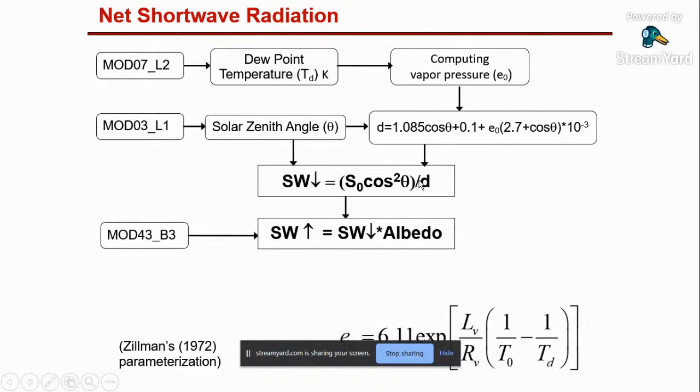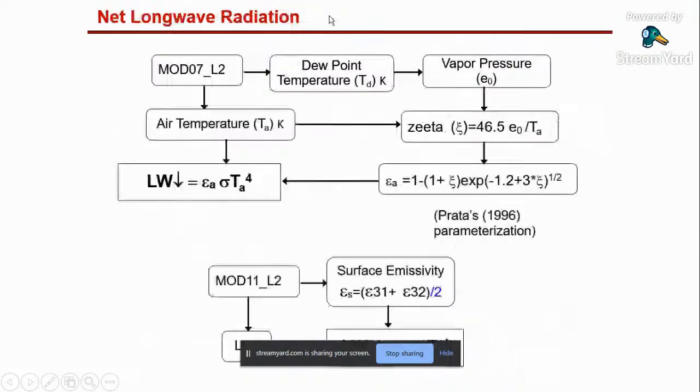S naught cos square theta by d. T is computed as shown here, which is only input by E naught. E naught is, as I said, already computed by using the Clausius-Clapeyron equation as shown here. This entire methodology is Gilsman's 1972 parameterization, which we have used for computing net shortwave radiation.